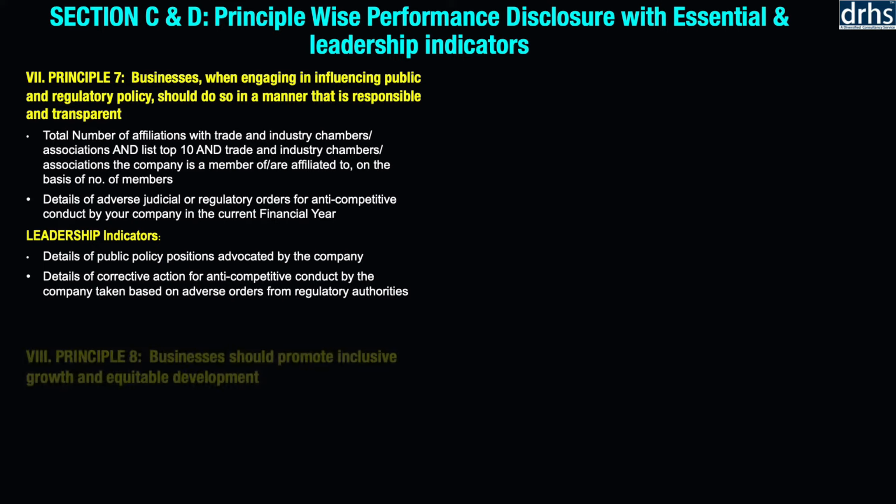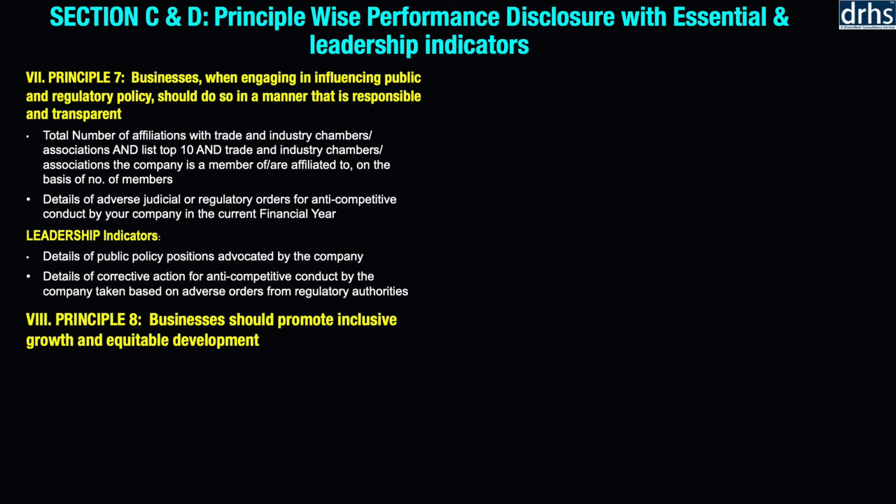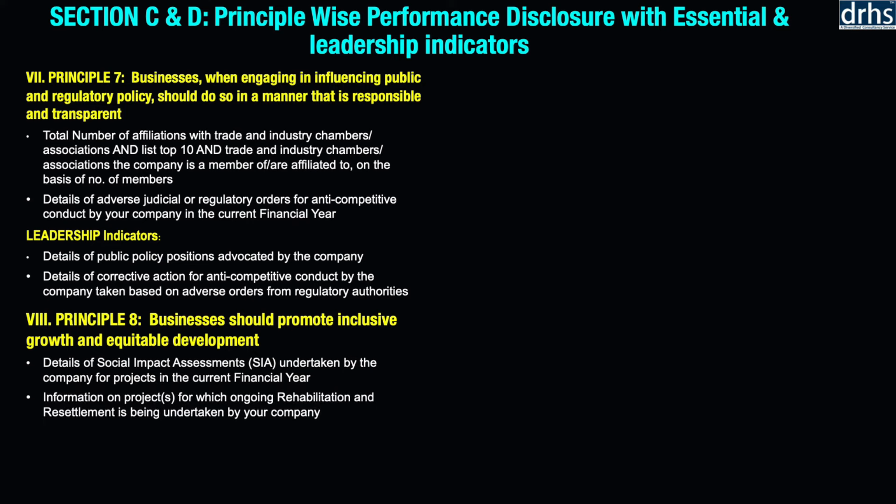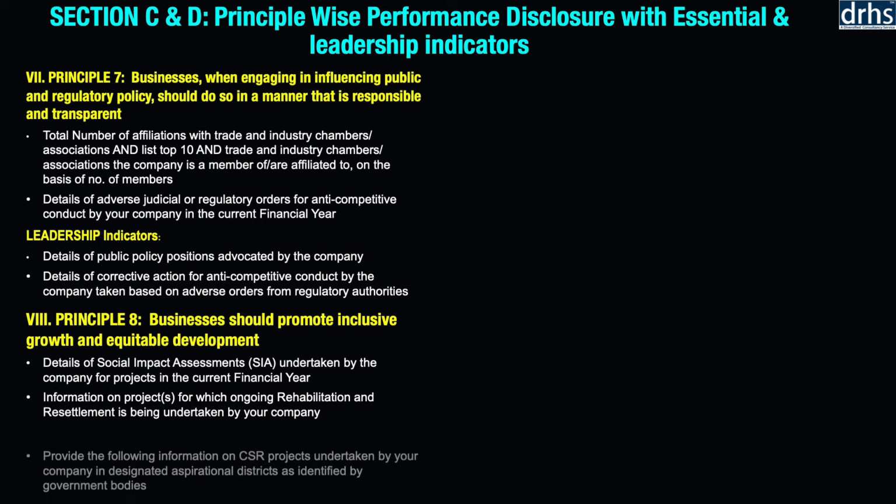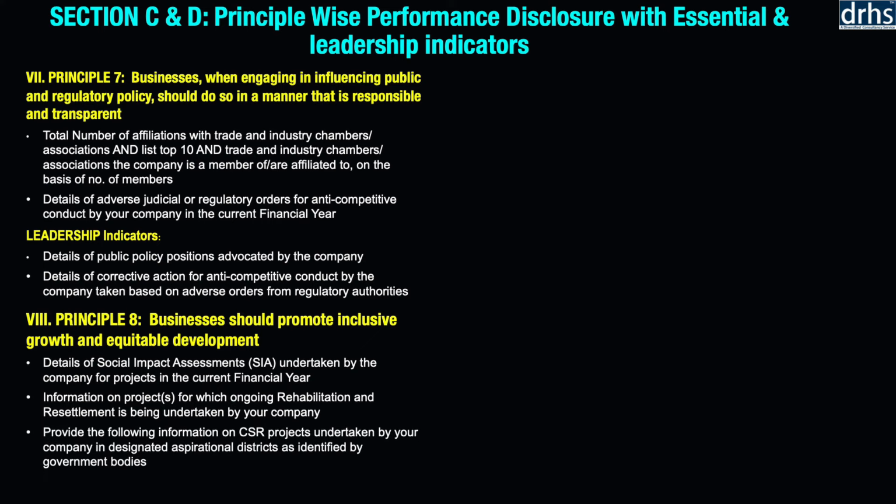In continuing, Principle 8 depicts that business should promote inclusive growth and equitable development, thereby the essential indicators explore social impact assessment and details of the ongoing rehabilitation and resettlement. Besides, it emphasizes details of the CSR projects undertaken by the company in designated aspirational districts identified by the government bodies and seeks information on the mechanism to receive and redress grievances of the community.